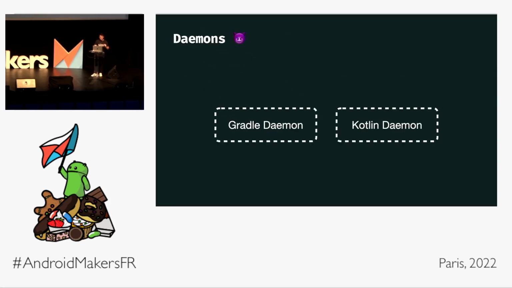Last two we'll touch on quickly. We've got two different types of daemons. The Kotlin daemon is used by Kotlin compilations and Kapt, and the Gradle daemon is used by basically everything else. It's useful to know because you can actually tune their arguments differently, and we're going to talk a little more about that later.